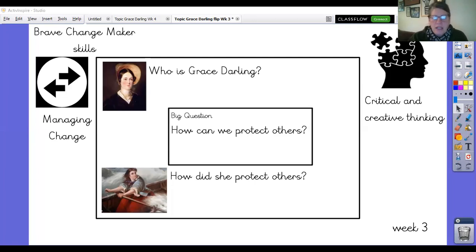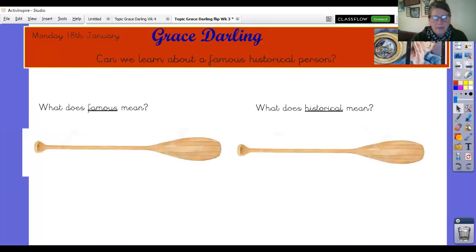So in our Grace Darling topic, we're going to be looking at who is Grace Darling and how did she protect others, and then how can we do the same and protect others too. So can we learn about a famous historical person? Our famous historical person is Grace Darling.